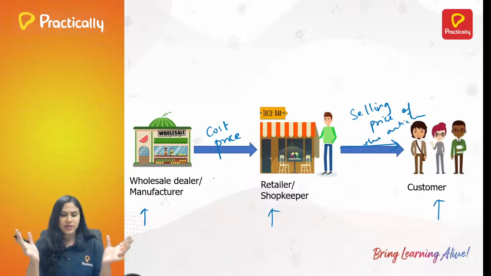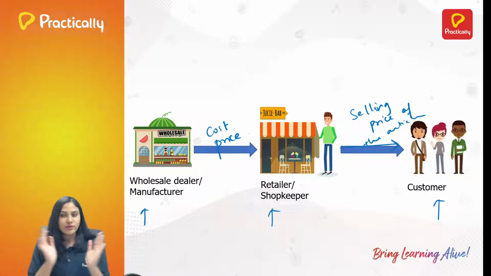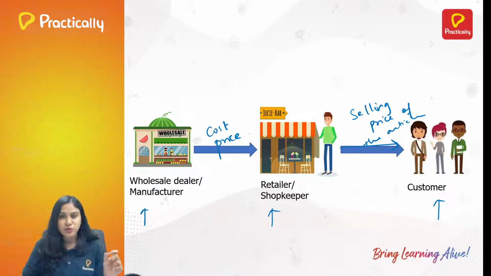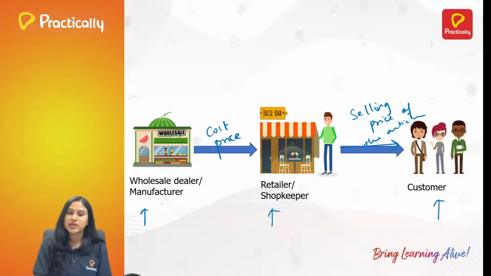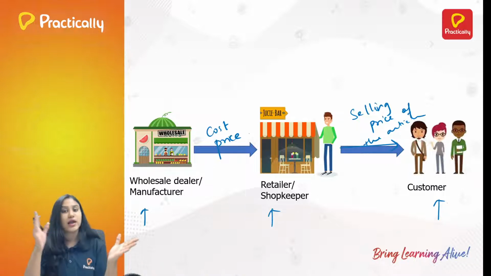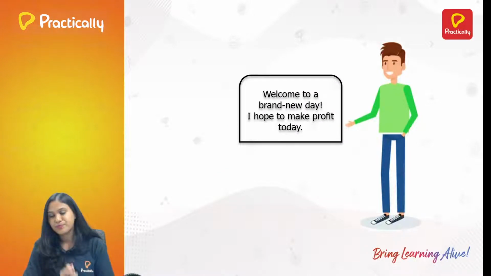Now, I hope everyone has understood what cost price and selling price are. No confusion in this. Just imagine you are the customer buying something from the shop, that is the selling price. The shopkeeper buys it from the manufacturer, that is nothing but cost price. Now we are done with cost price and selling price, and we will see about profit and loss from here.